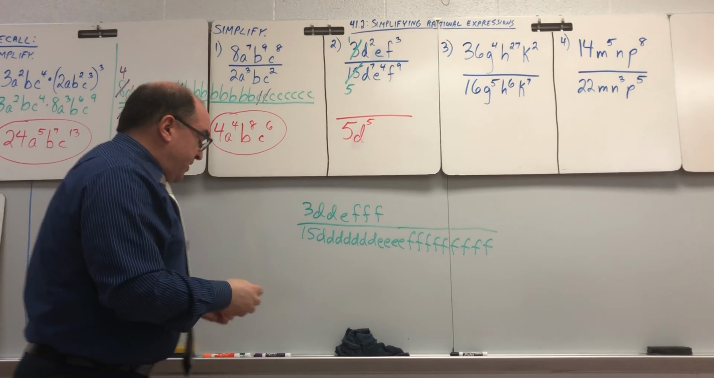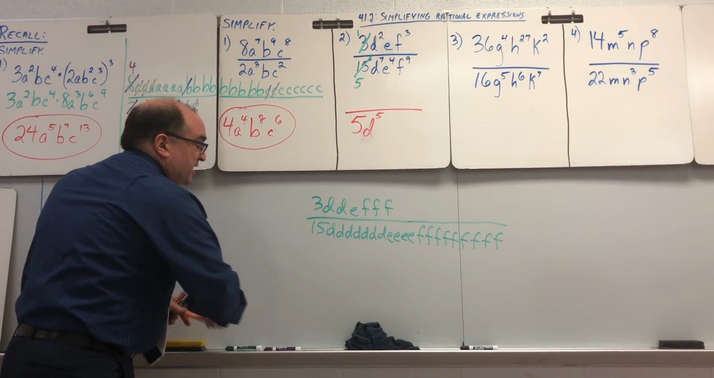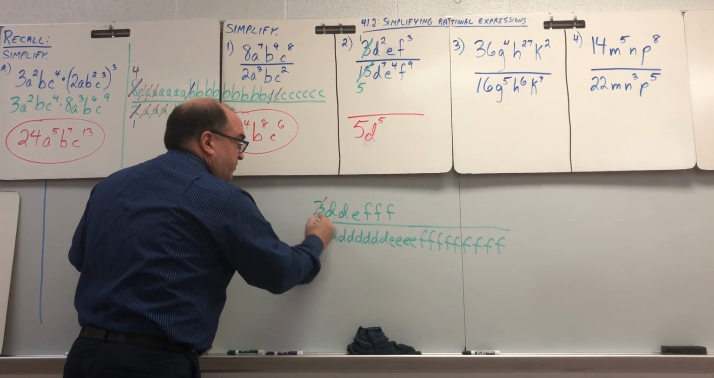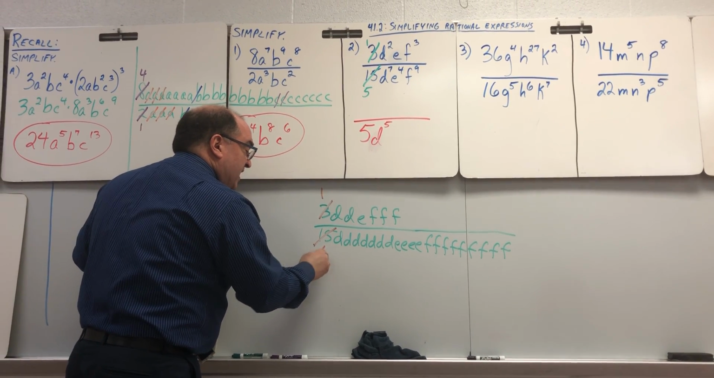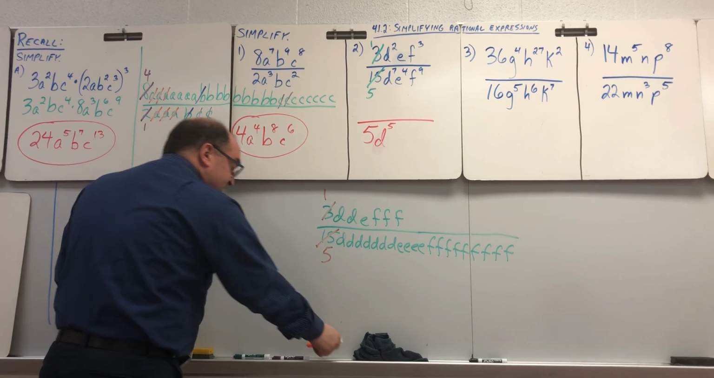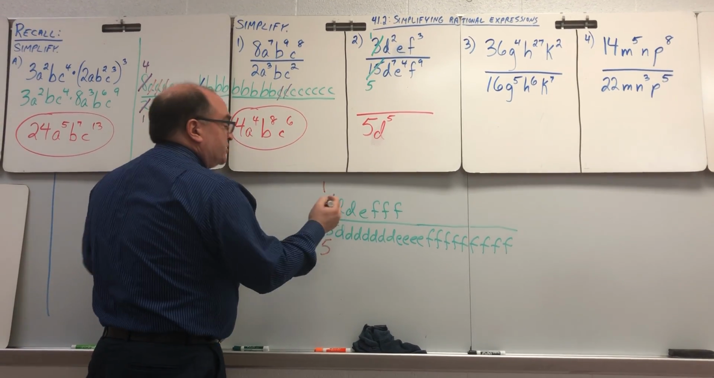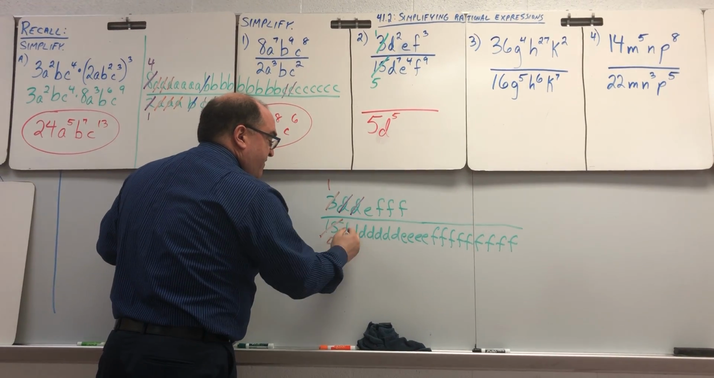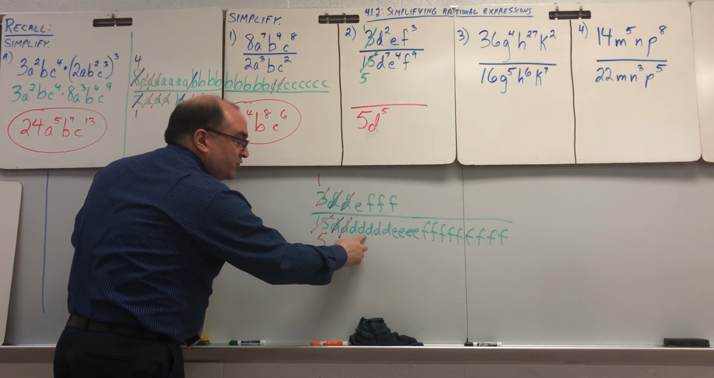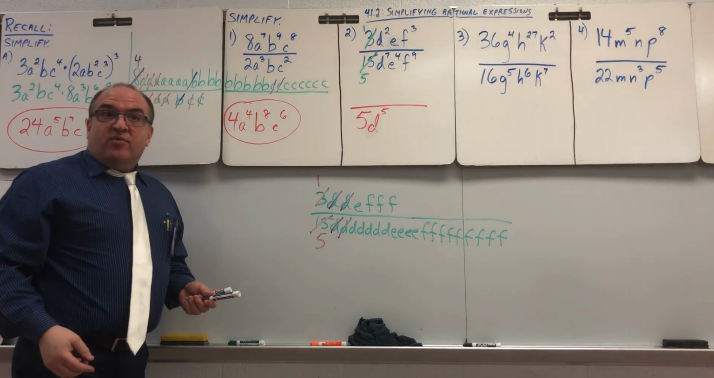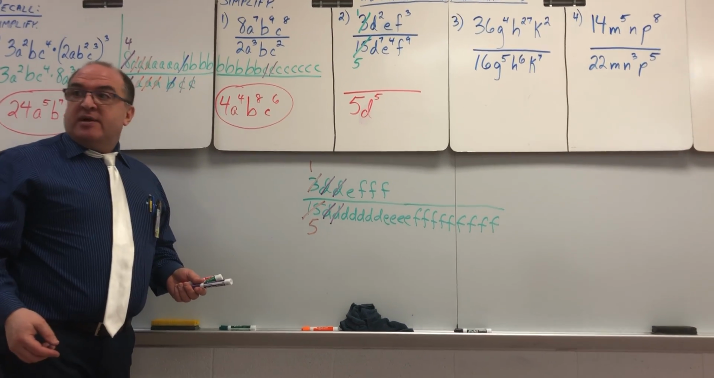So here's what's happening. The 3 and the 15 cancel. 3 goes into 3 once. 3 goes into 15 5 times. How many D's cancel? 2, right? How many D's are left? 1, 2, 3, 4, 5 on the bottom, right? Do you see what's happening here?